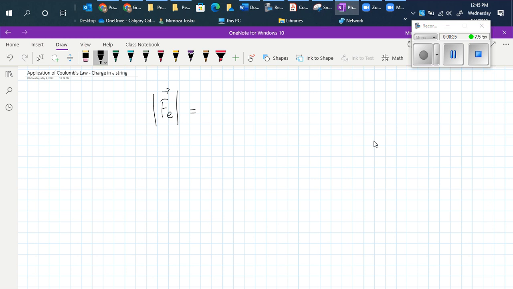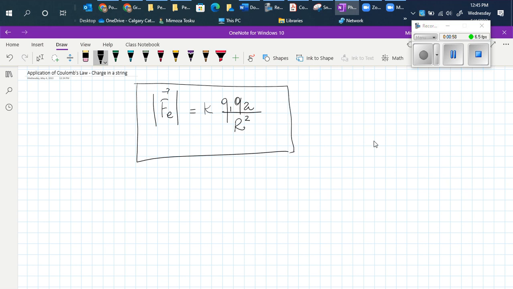And the finding that Coulomb had is that this magnitude is in direct proportion to the product of the two charges and in direct proportion to the inverse square of the distance between the two charges. So Q1 and Q2 are the magnitudes of the charges, and R is the distance between the two charges. When you put all those proportions together, you have the formula F equals K Q1 Q2 over R squared, where K is Coulomb's constant.